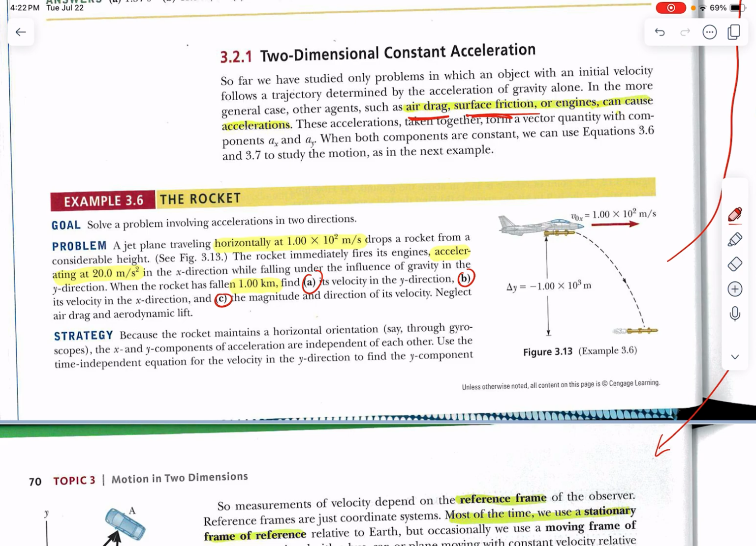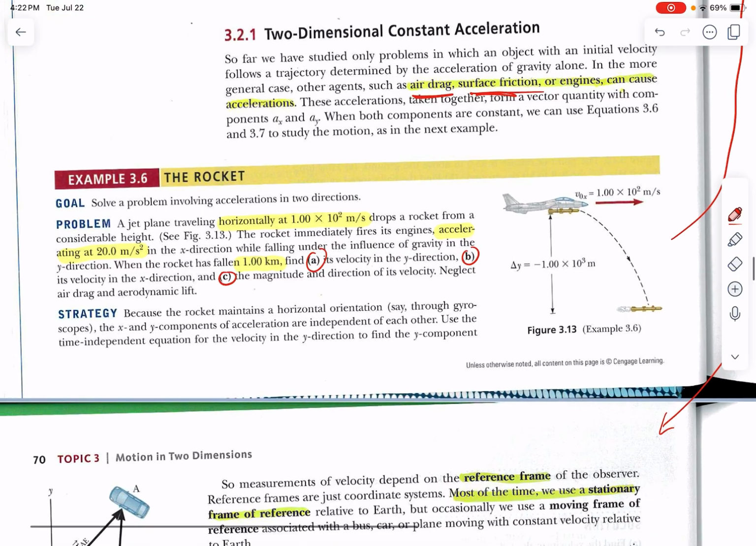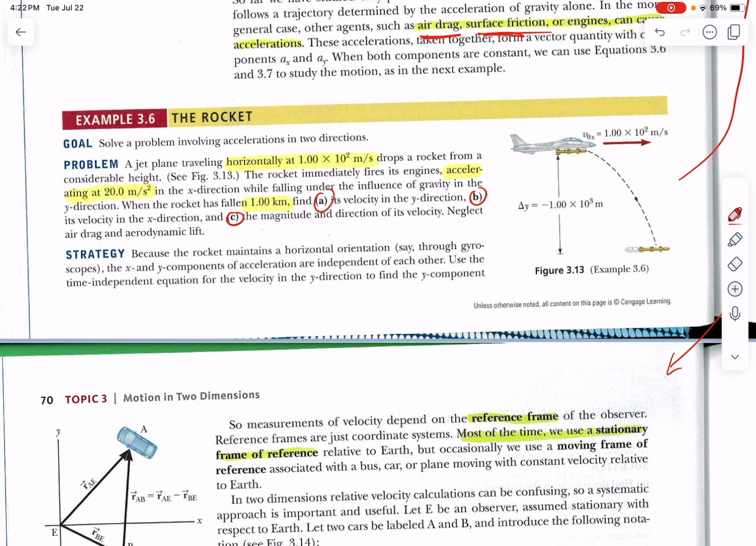into consideration. And you'll be doing a lab actually where you're going to look at air friction and the fact that at some point you can reach a terminal velocity where the force upward due to the air friction is going to negate the accelerating force downward, and that's later on in the book. So in this particular problem, we have a jet plane traveling 100 meters per second to the right.